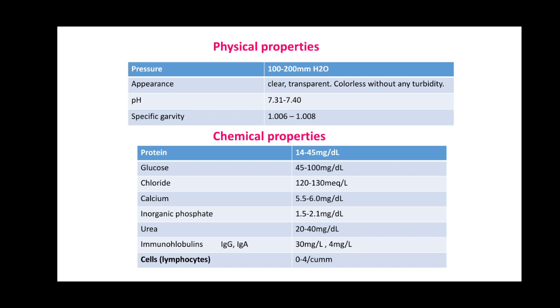And the chemical properties: the protein is 14 to 45 mg per dl in a CSF, and the glucose will be 45 to 100 mg per dl, and the chloride 120 to 130 milliequivalent per liter, and the calcium 5.5 to 6 mg per dl, inorganic phosphate 1.5 to 2.1 mg per dl, the urea will be 20 to 40 mg per dl, immunoglobulins IgG 30 mg per liter, and IgA 4 mg per liter, and the cells will be 0 to 4 per cubic millimeter.